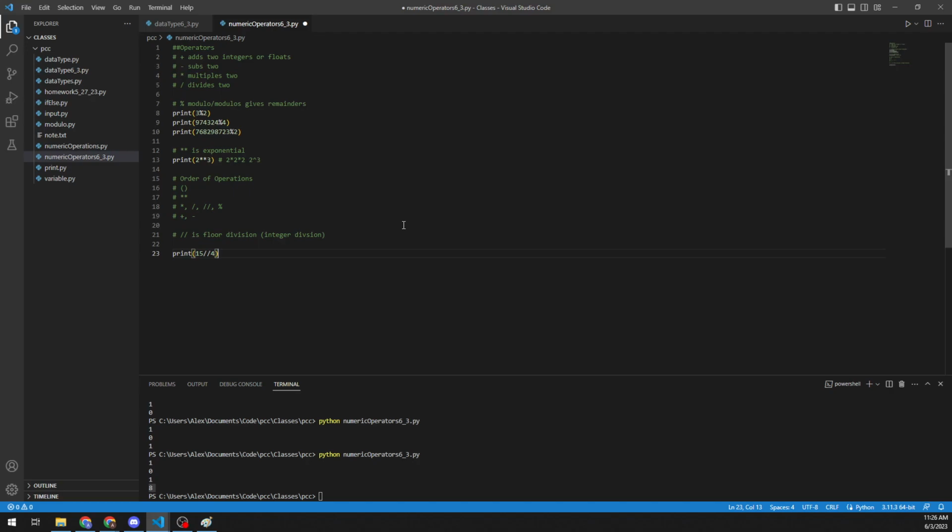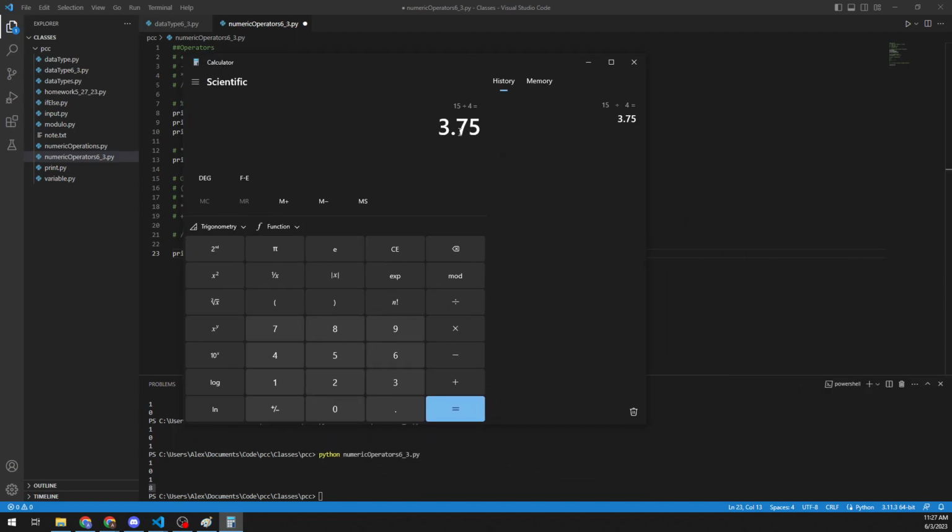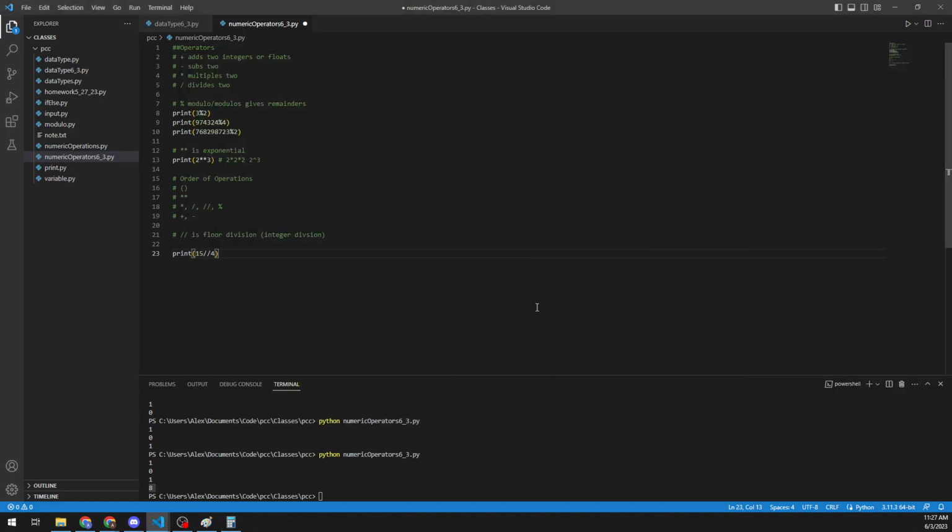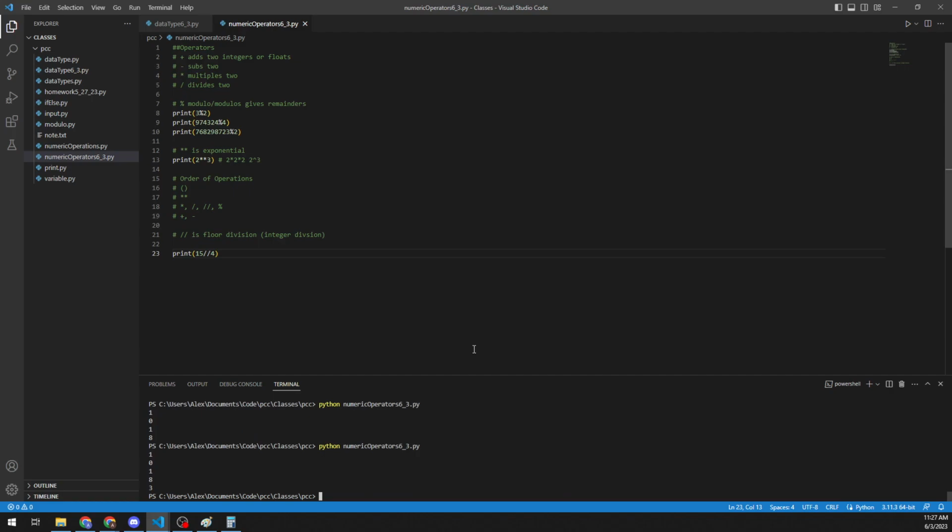So that basically means, 15 divided by 4 is 3.75, right? Floor division says round down to the nearest whole number. So it's just going to be 3. Yeah, that's what I got when I just ran it. All it does is round down. It just says, I don't care about the decimals. Round down, period. Okay?